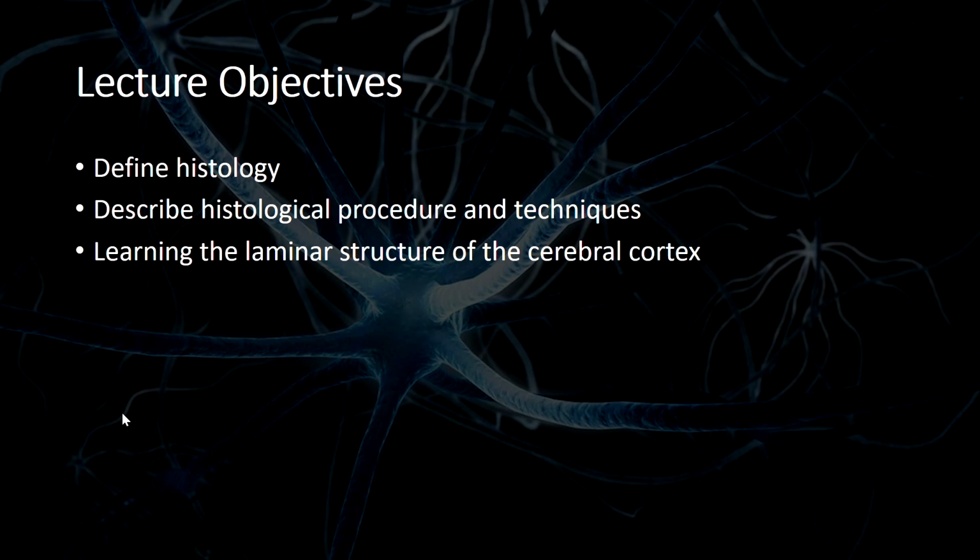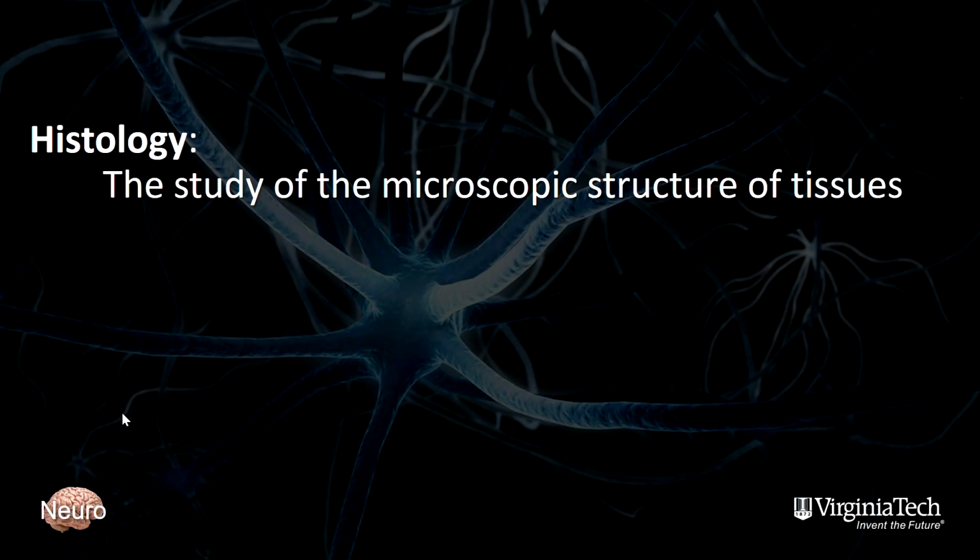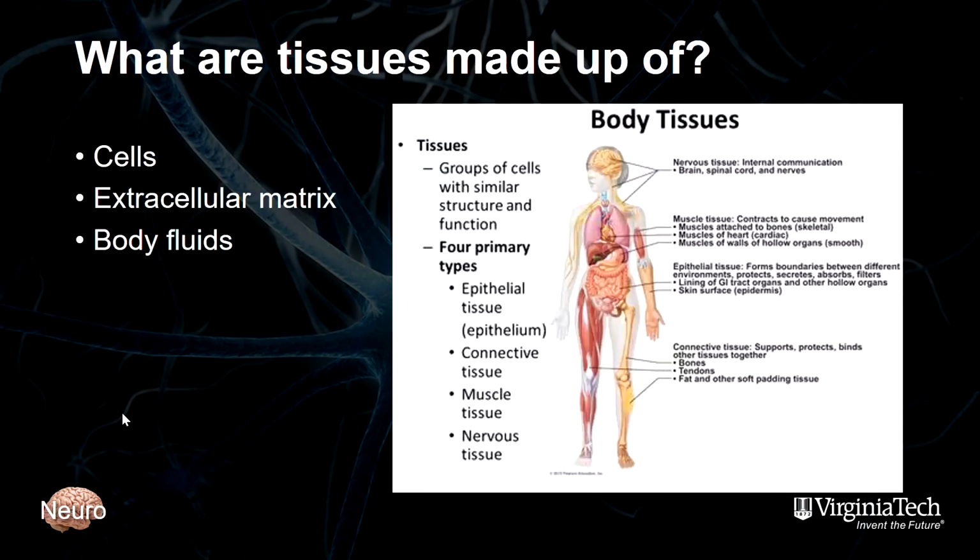So these are the objectives that we're going to learn this week. Particularly, we're going to talk about histology. Histology is the study of the microscopic structure of tissues. And what are tissues? They are made up of three parts: the cells, the extracellular matrix, and the body fluid. An example of the matrix is collagen.